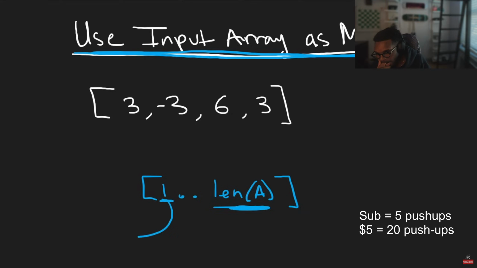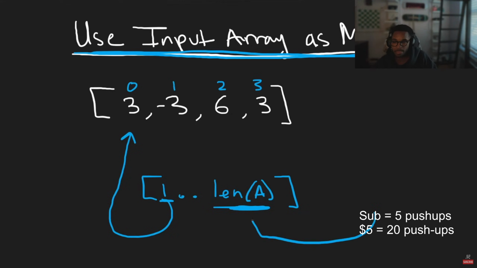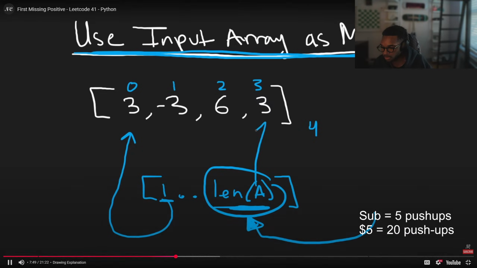So for every value between 1 and the length of the array, we have an index for that, right? So 1 is going to be mapped to the 0th index, 0 index, 1 index, 2 index, 3 index. The last value, the length of the entire input array, is going to be mapped to the length of the array minus 1 index. In this case, the length of the input array is 4, so 4 minus 1 is going to take us to this index. So each of these values has a position in the input array.